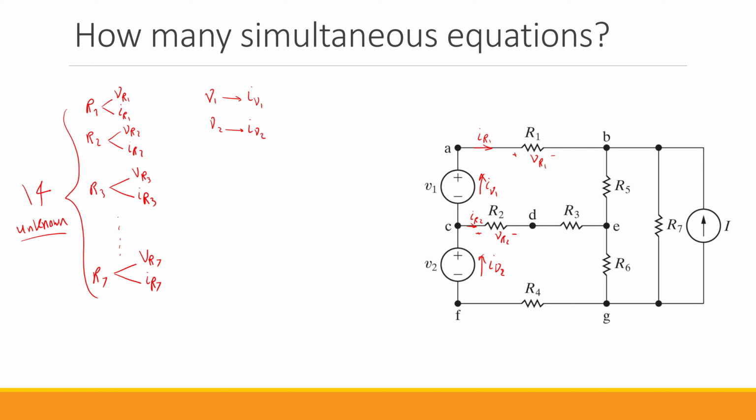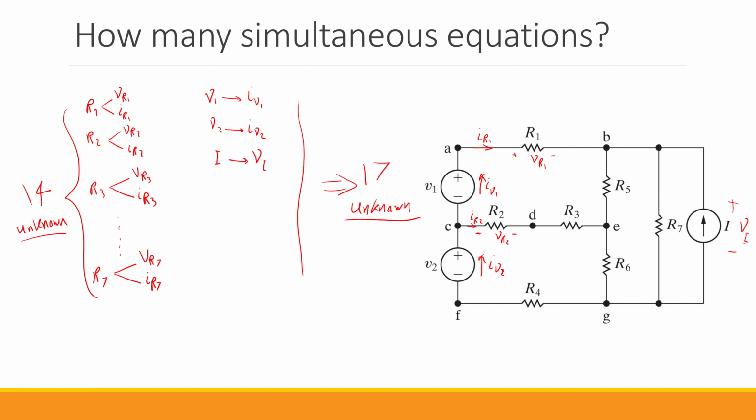So is that all? Or is there anything missing? The other unknown that we want to know is the voltage across this current source. So that is another unknown. For the current source I, we need to know the voltage across it. So considering all of these, in total we have 17 unknowns in this circuit that we want to know for us to consider this circuit to be solved.